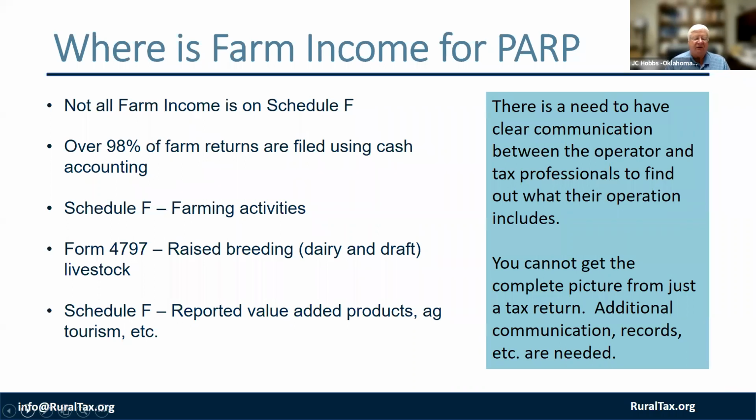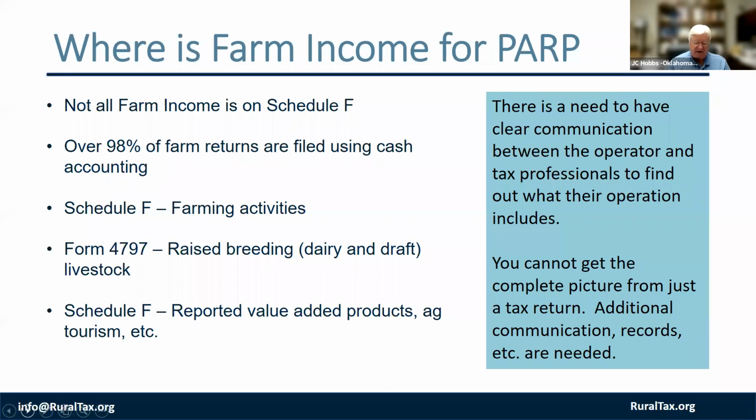Also, Schedule F, sometimes we report some value-added products, ag tourism, etc. And when we get into those, there's some rules that we typically follow. One of the things we look at is de minimis rules. In other words, if the amount of income from value-added or ag tourism, etc., is a very small percent of the total gross farm income, we can typically lump it into Schedule F and leave it there. Sometimes, though, when it gets significant, we may want to split those out. The tax rules say we're supposed to split those out and move them to Schedule C.